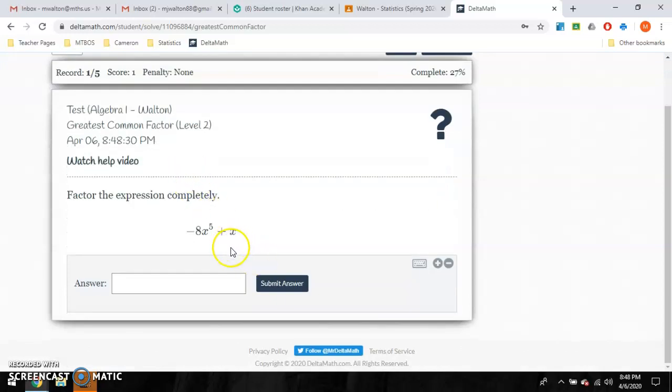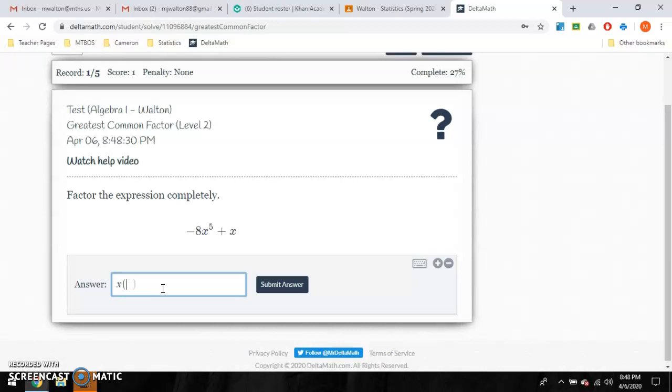Looking at this one, remember, if there is not a number in front of here, it's an understood 1. There's only one x there, but you don't need to write a 1 in front of a variable to know that there is 1 there. Now I have negative 8 and 1. Well, I guess I could factor out a 1, but that's not very helpful. But both of these do have an x in them. So I'm going to go ahead and factor out an x.